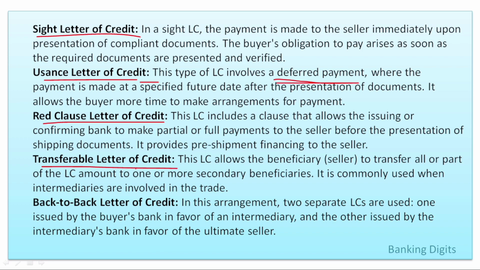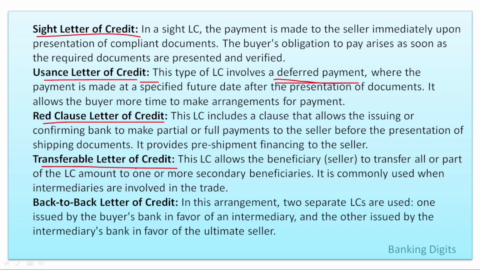Next is transferable letter of credit. This LC allows the beneficiary or seller to transfer all or part of the LC amount to one or more secondary beneficiaries. It is commonly used when intermediaries are involved in the trade. This is being used when a trader or a middleman is involved in an international trade transaction. The original beneficiary or the first beneficiary of the LC has the ability to transfer a certain portion of the credit to one or more second beneficiaries.